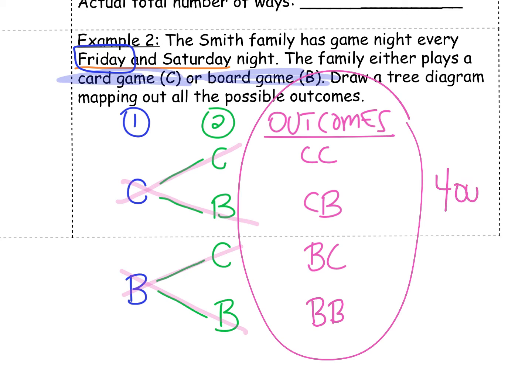I have 4 outcomes, which is right because on my first event, Friday night, I had 2 options for everything. And on Saturday night, I had 2 options. So altogether, I had 4 ways I could pair this together. My outcomes are all the possible combinations that I could play between Friday night and Saturday night.